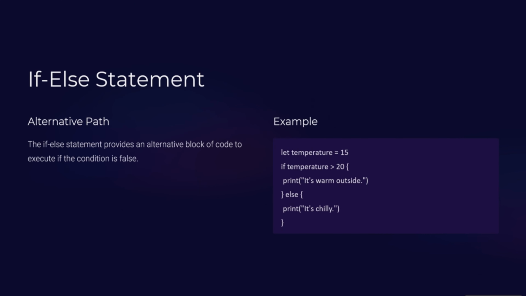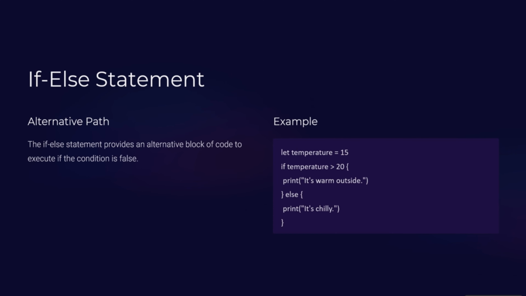The if-else statement provides an alternative block of code when the condition is false. For example, let temperature = 15. If temperature > 20, print "It's warm outside", else print "It's chilly." Here Swift evaluates the temperature. If it's greater than 20, it prints one message, otherwise it prints another.